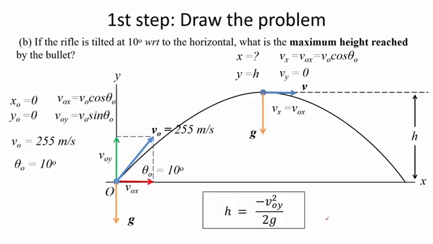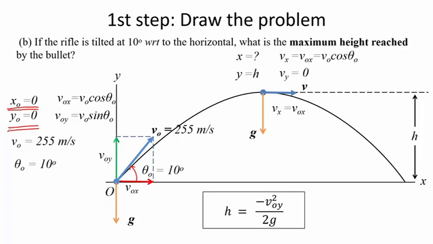For the second problem we again draw the problem to better visualize. We can also determine from the figure some of the parameters. So we set the initial position as the point where the bullet or the projectile is released. By doing that we can set the initial positions x naught and y naught to 0.